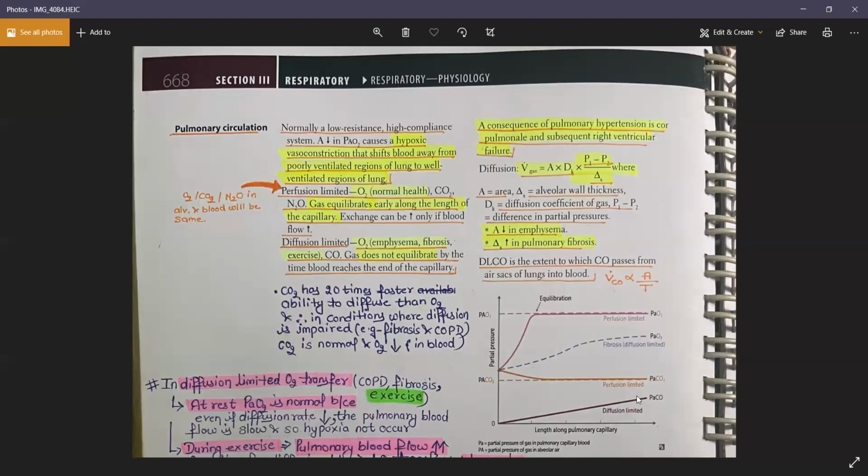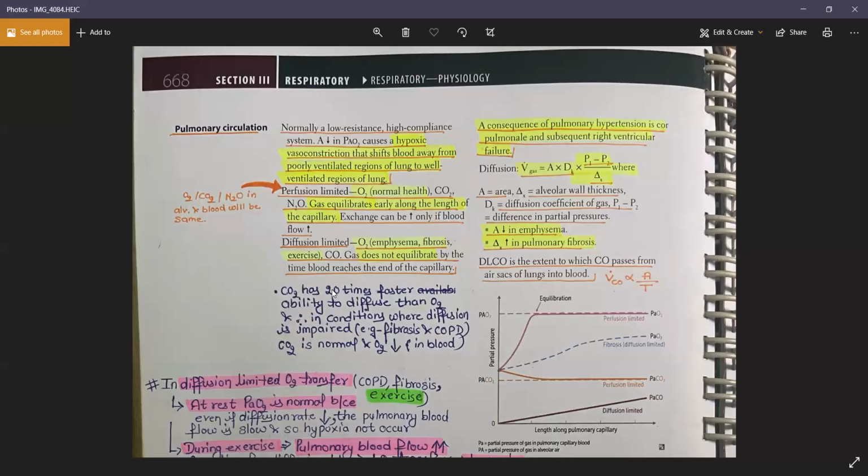Right. Now, when fibrosis happens, or emphysema happens, or when you do exercise, for example, in these scenarios, what will happen because of this fibrosis or emphysema? You will have a decreased diffusion of oxygen. Because of fibrosis, the thickness of the membrane will increase. Because of emphysema, the surface area of contact of the alveoli with the blood is decreased. So because of these changes, ultimately you will have a low diffusion.